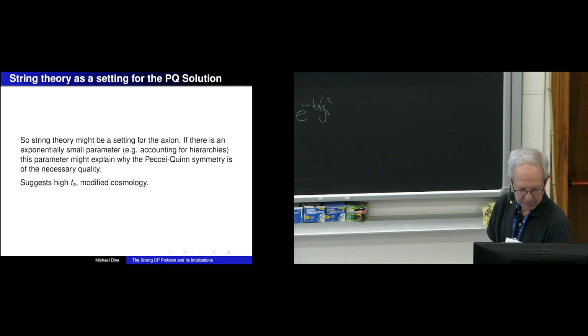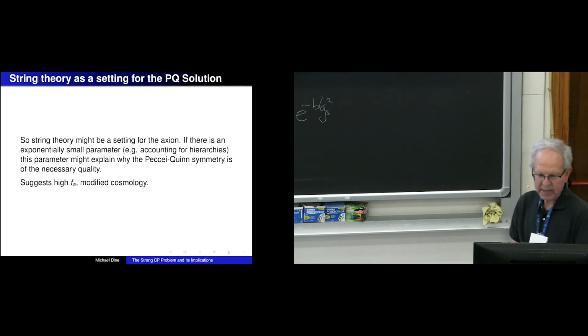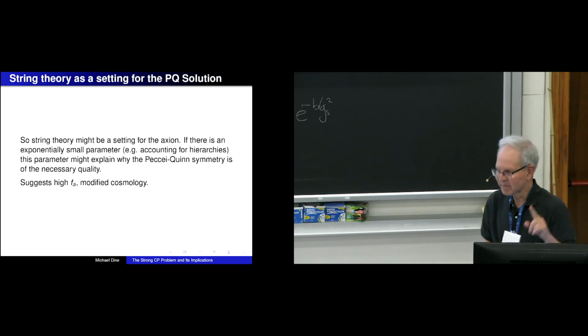String theory in particular, as I've said, might be a setting for the axion. If there's an exponentially small parameter in that theory, for example accounting for hierarchies, this parameter might explain why the Peccei-Quinn symmetry is a good quality symmetry. And I should say this notion of the importance of axion quality goes back a long way, but there's one word I want to claim credit for.